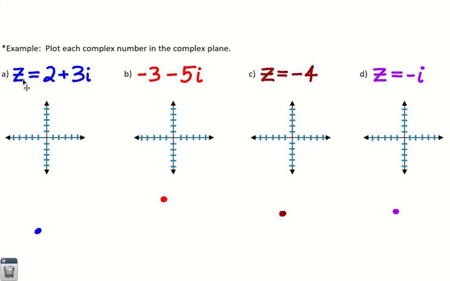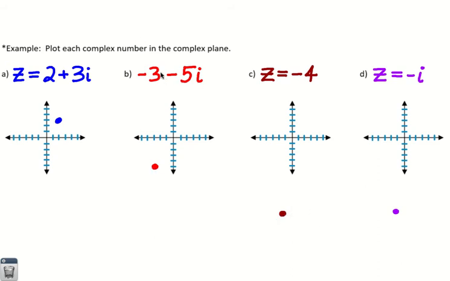Let's say you were given this z value, or this complex number, 2 plus 3i. Well, this is the real axis, so we go to 2. And then on the imaginary axis, we would go to 3 and plot right there. So your a value is 2 and your b value is 3. Here your a value would be -3 and your b value would be -5. So we go to -3 on the real axis, then you go down 5 on the imaginary axis. And that would be where -3 minus 5i is.